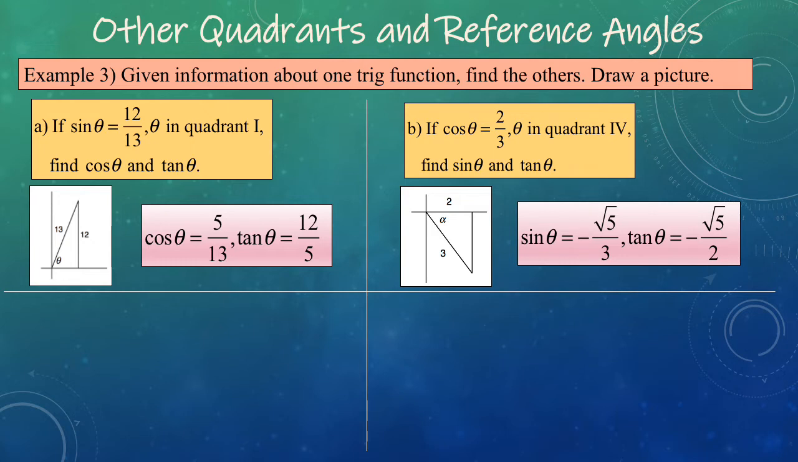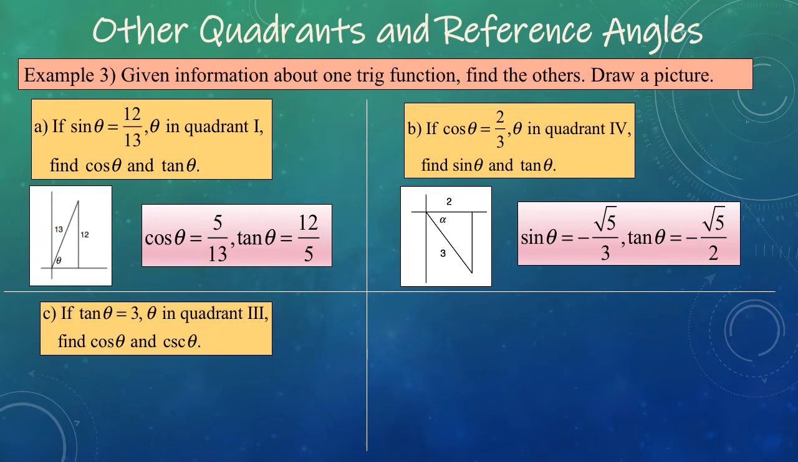By the Pythagorean theorem, y equals the square root of 5, but remember, since theta is a quadrant 4 angle, we must use y equals negative square root of 5. That gives sine theta equals negative square root of 5 over 3, and tangent theta equals negative square root of 5 over 2.